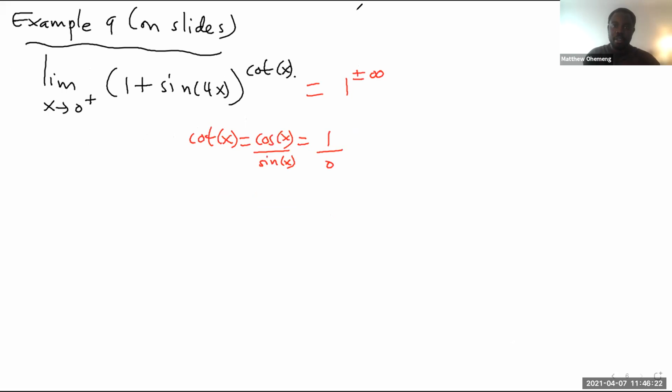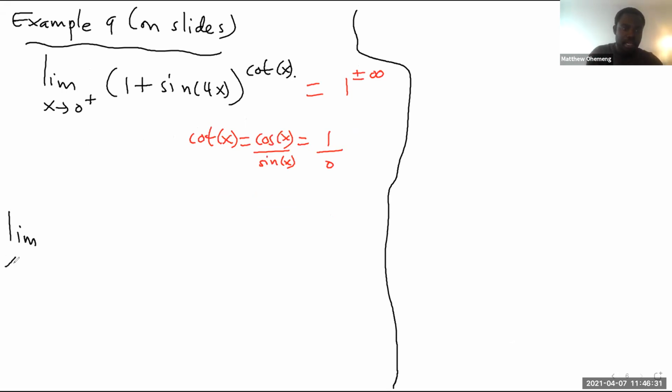Okay, so now because we know we have an indeterminate power, we just click. Okay, so what's the formula to use? The formula to use is this limit that we have here.